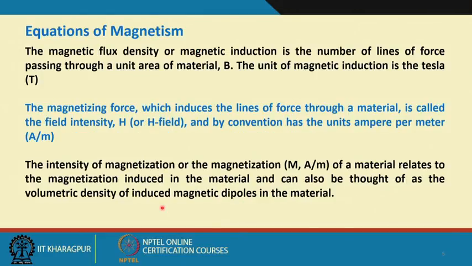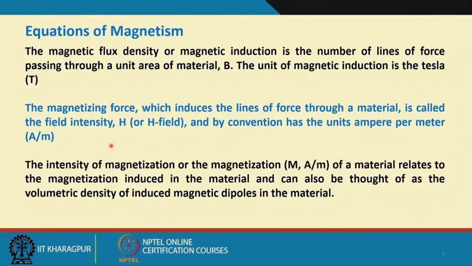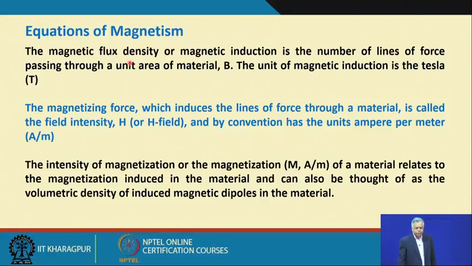Now, just to recollect the basic physics regarding magnetism applied to magnetic force when it is applied to minerals, it is just a brief discussion on that. The magnetic flux density, or magnetic induction, is the number of lines of force passing through a unit area of material, B. So, what is the magnetic flux density or magnetic induction? That is the number of lines of force passing through a unit area of material, that is B.